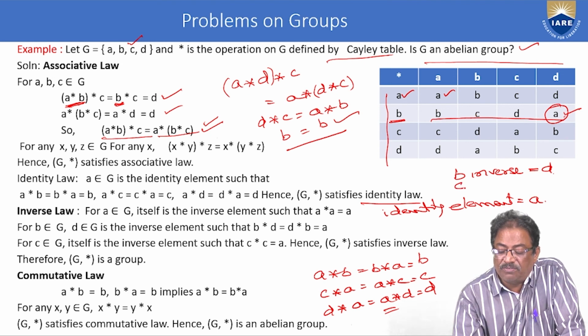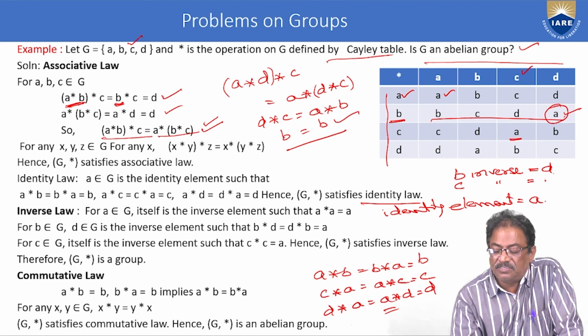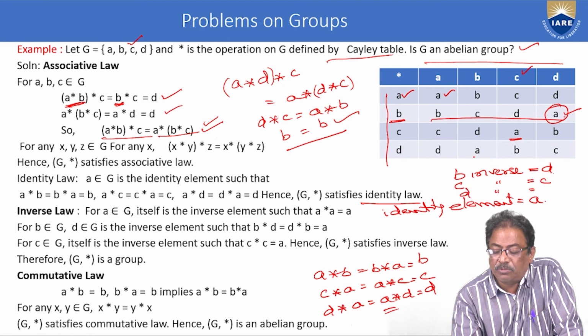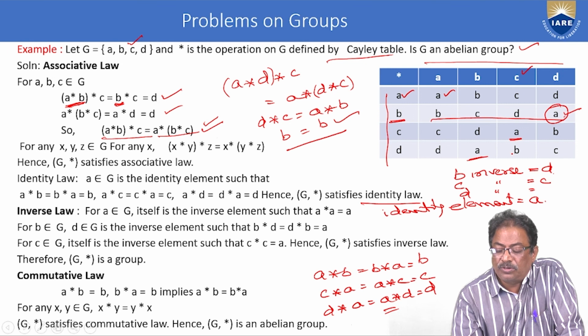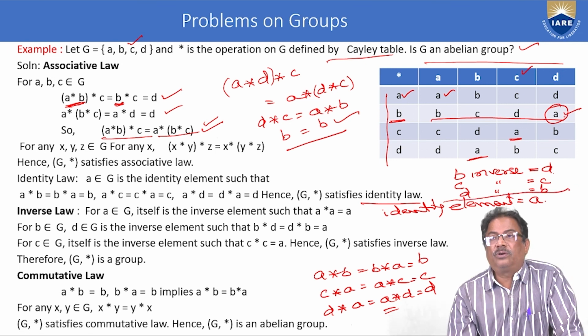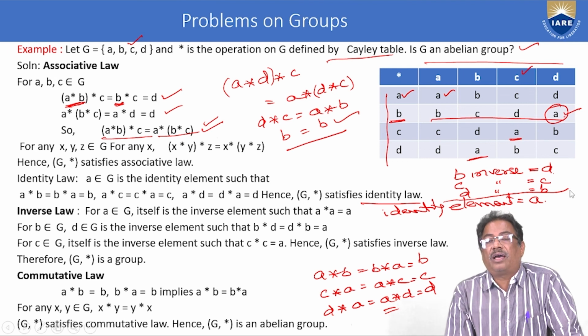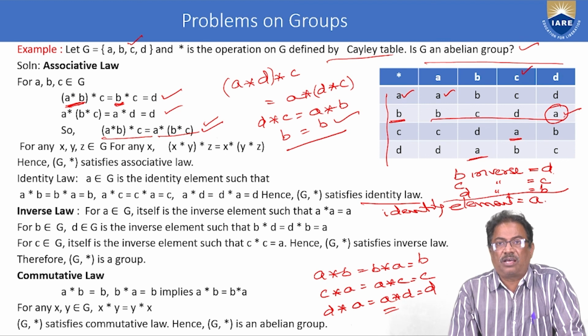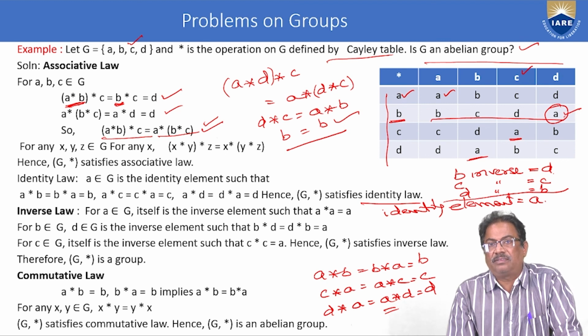Next, what about C inverse? C inverse is where I am going to get A. So C inverse is C. And what about D inverse? D inverse is where I am going to get A. So D inverse is B. Each and every element will have an inverse. So I can say that G comma star is a group.